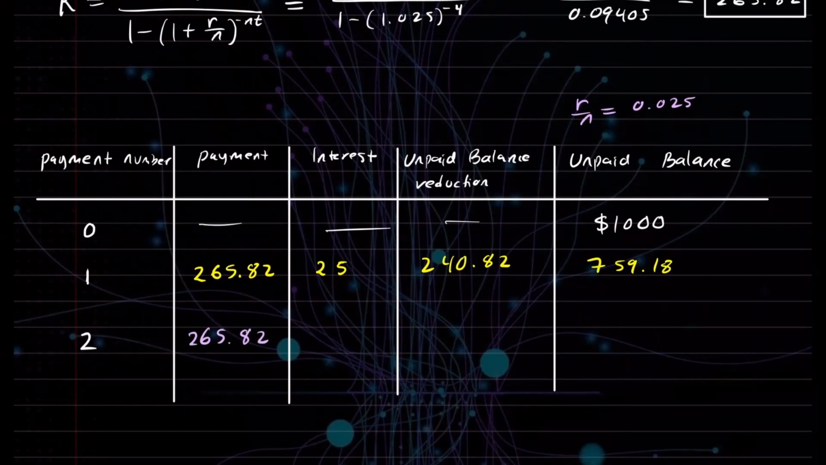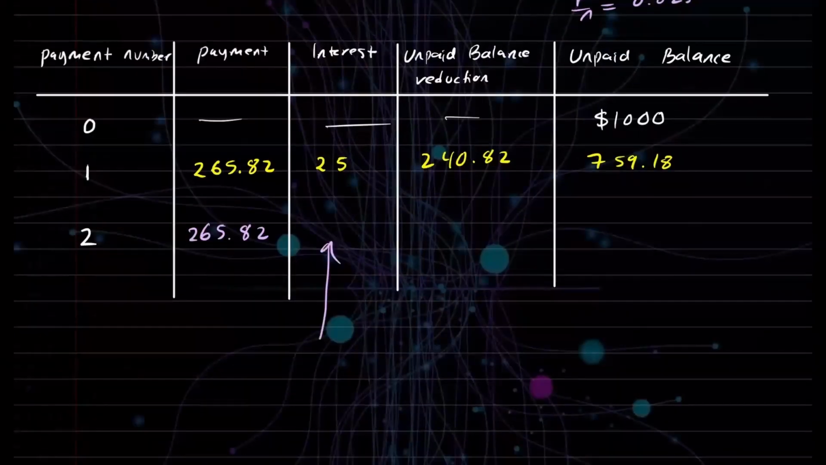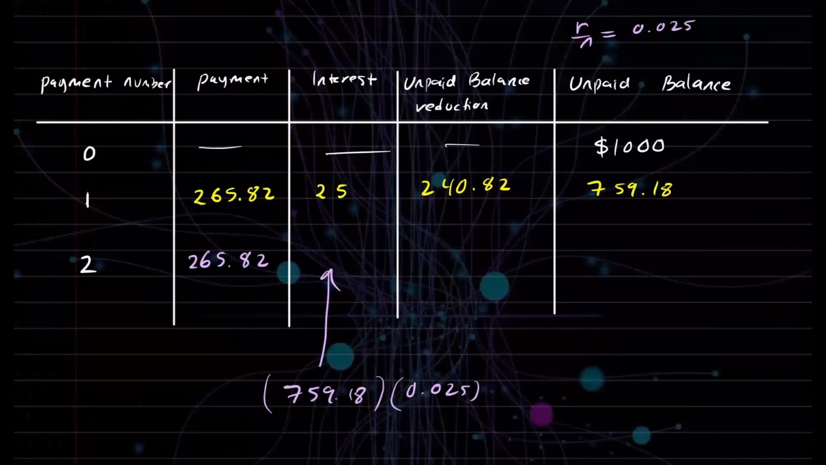Now the interest is now going to be calculated on the unpaid balance, which is this. So the interest paid on the next payment will be 759.18 times 0.025. The number we're going to put there is 759.18 times the quarterly interest, that's 0.025, because our balance from the previous payment reduced to that. So you'll have 759.18 times 0.025. So that will give you $18 on interest.